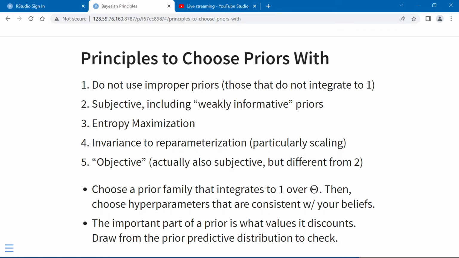We've talked about entropy maximization as a way of choosing prior distributions that have the least information beyond the constraints that you put on it, like it's positive and it has an expectation or something like that. Lancaster talks about Jeffreys priors, which are invariant to reparameterization. And this maybe sounds more appealing than it is.